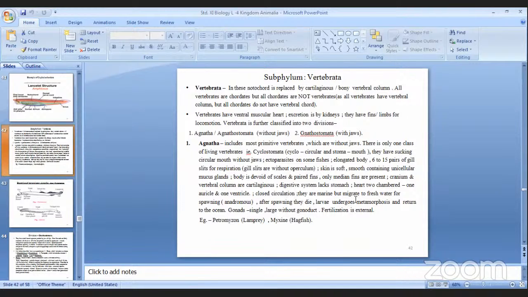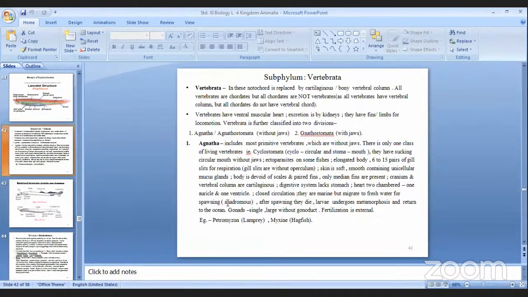They are marine but migrate to fresh water for spawning. Such a condition is where the animal is marine, but for spawning, laying the eggs, it comes into fresh water. It is aquatic, but actually it lives in marine water; for spawning, it comes into the fresh water. And after spawning, they expire, they die, right? This condition, where they are in marine water but migrate to fresh water for spawning, is known as anadromous.